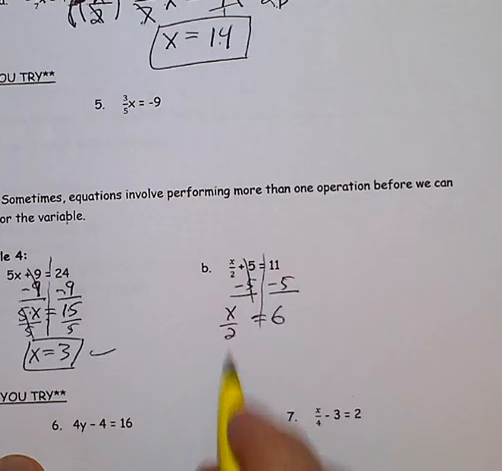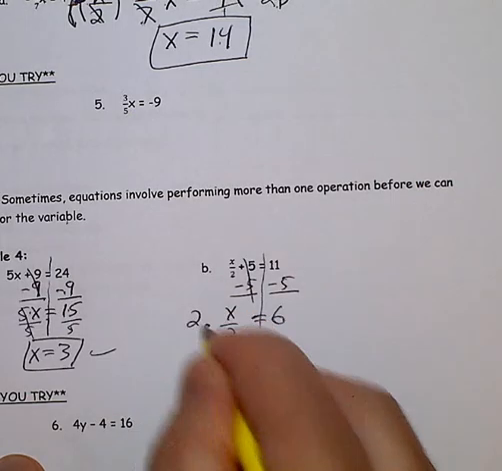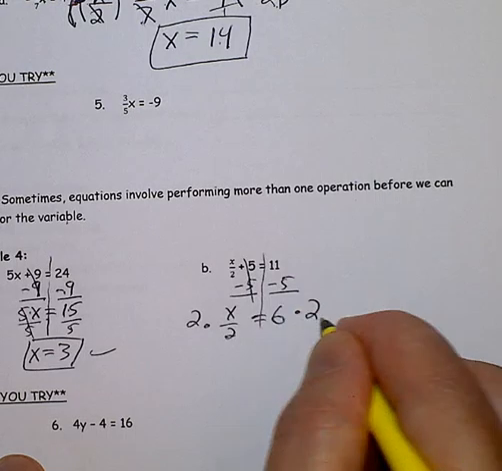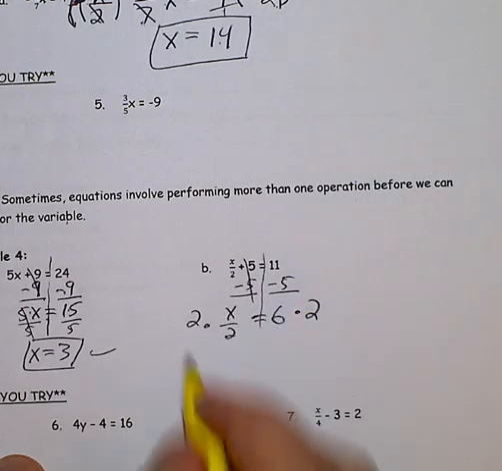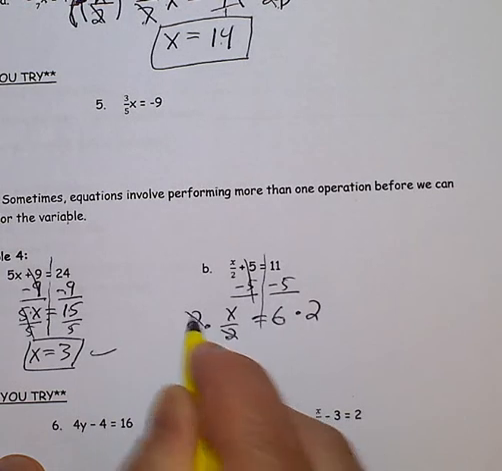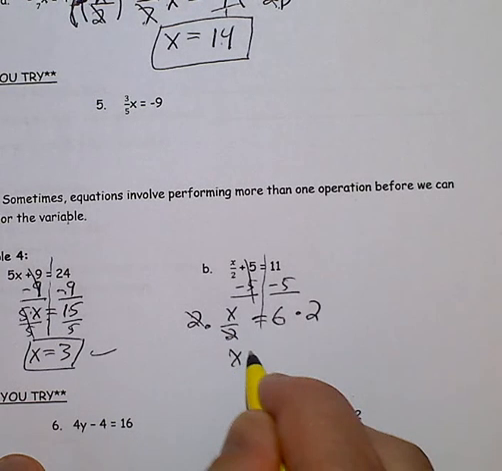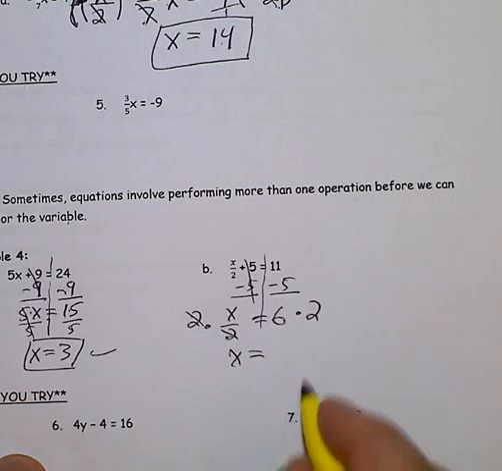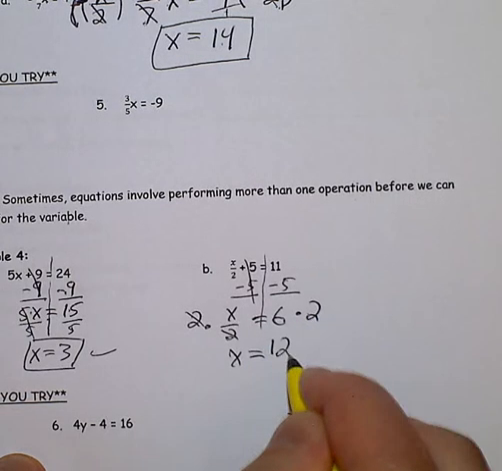Okay, now x isn't by itself anymore. It's being divided by 2. So I'm going to multiply by 2 on both sides. Put it in parentheses, or you don't have to. So these 2's cancel. 2 on the top, 2 on the bottom cancels, and I'm just left with x, which is what I want. 6 times 2 is 12.